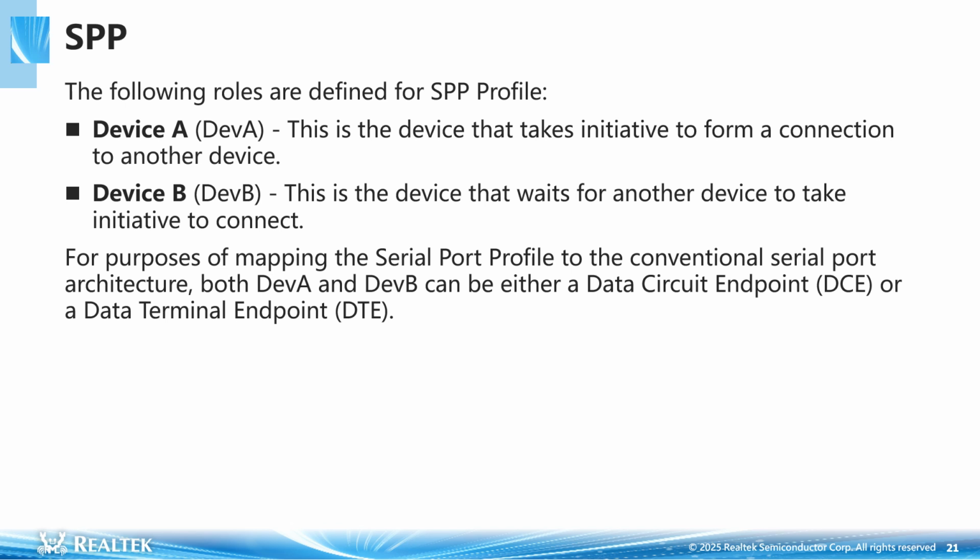The following roles are defined for SPP profile. Device A. This is the device that takes initiative to form a connection to another device. Device B. This is the device that waits for another device to take initiative to connect. For purposes of mapping the serial port profile to the conventional serial port architecture, both device A and device B can be either a data circuit endpoint (DCE) or a data terminal endpoint (DTE).